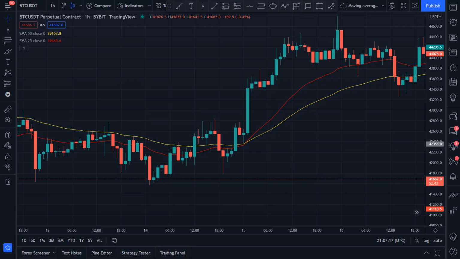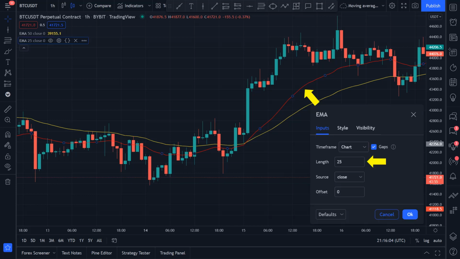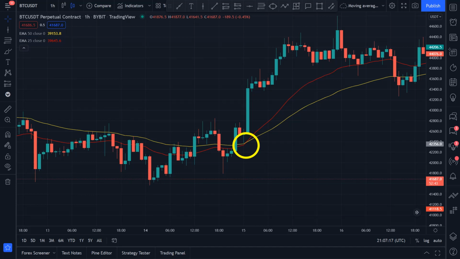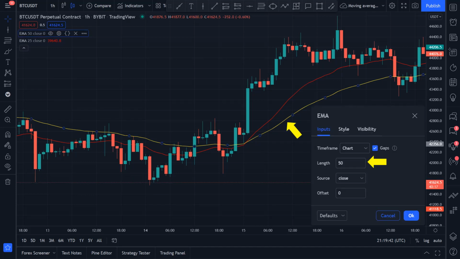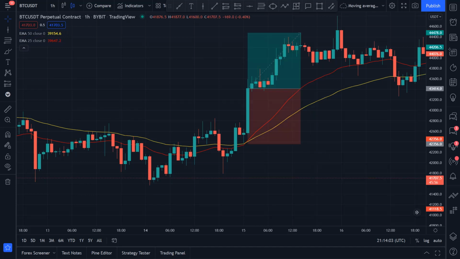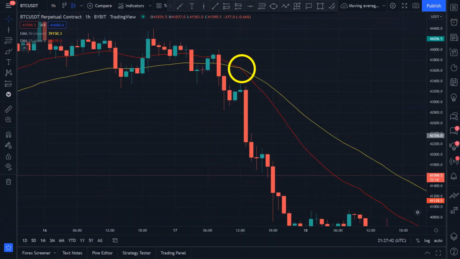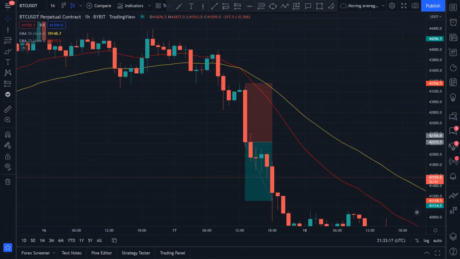One of the most basic trading strategies is the moving average crossover. The strategy is very simple. When a fast moving average, let's say the 25 length EMA, crosses above the slow moving average, let's say the 50 length EMA, we enter into a long position, and vice versa. If a cross to the downside happens, we enter into a short position.